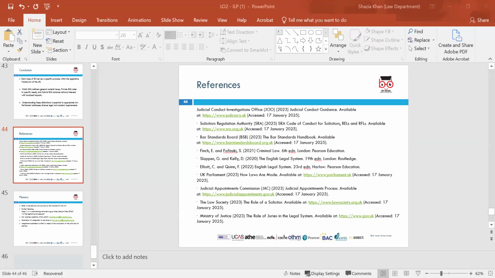We went through the stages in passing an act, which are first reading, second reading, committee stage, report stage, third reading, House of Lords stage, consideration of amendments and royal assent. We looked at the types of bills: government bills, private members' bills, public bills, and hybrid bills. We also looked at the role of the Law Commission and how they operate.